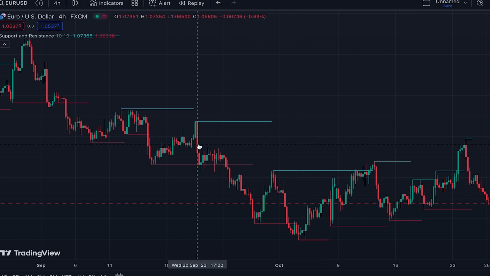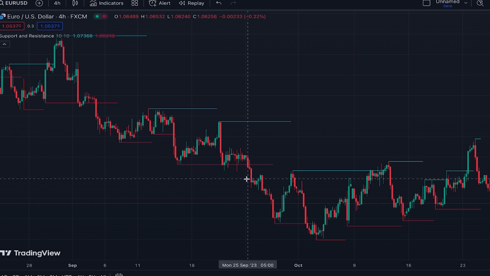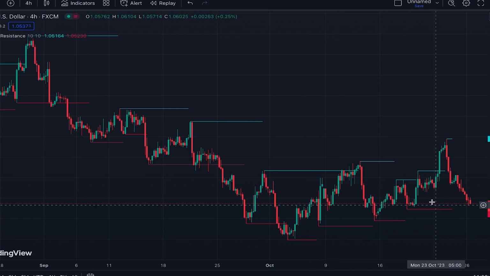It's also a good choice when you're identifying trends. For example, when you see lower highs and lower lows forming on the chart, you know it's a downtrend, or when you see higher lows, you know it's an uptrend.